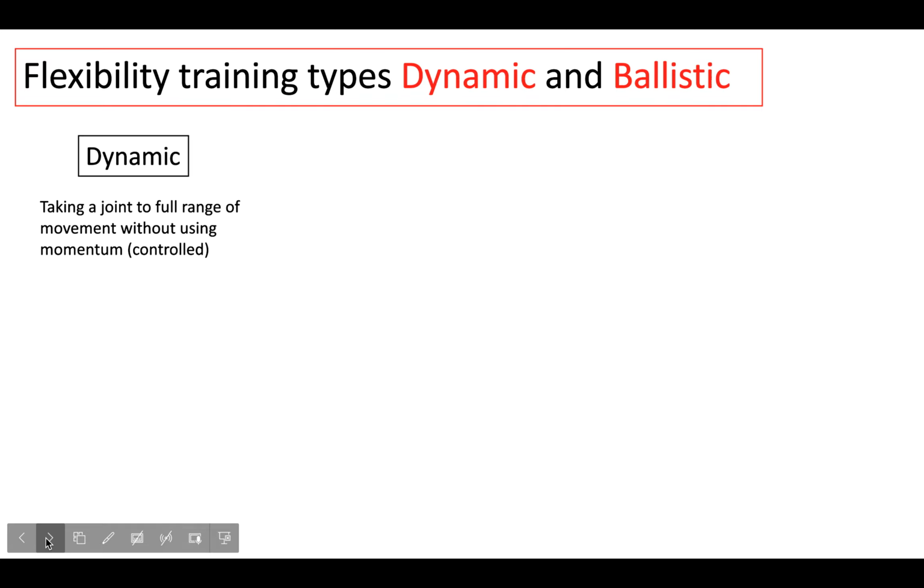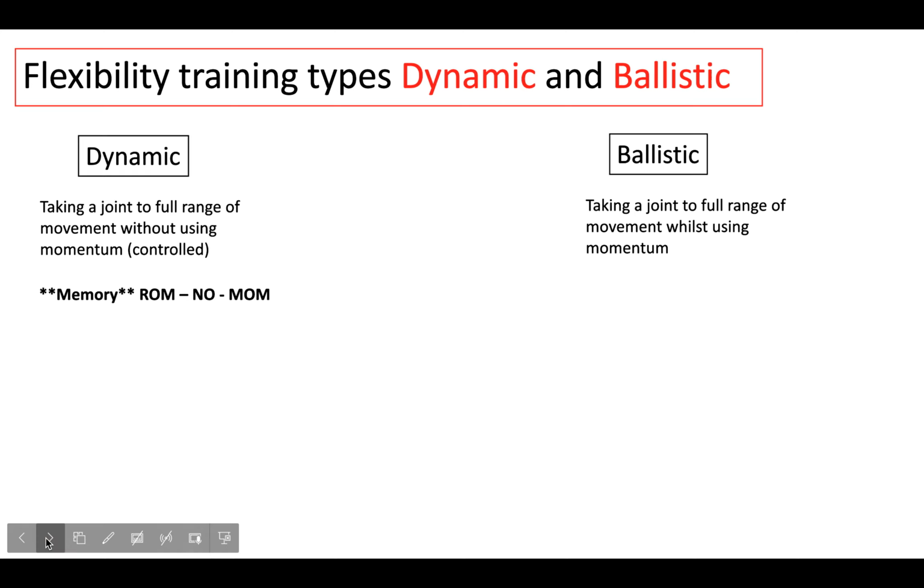So dynamic and ballistic we're going to do together because the frequency, intensity, time and type, the FITT principles, are the same. So dynamic, we have got taking a joint to full range of movement without using momentum. Okay, so this is controlled. Now, your memory method for this would be ROM, no MOM. Okay, range of movement, no momentum. Ballistic is taking a joint to full range of movement whilst using momentum. So the memory method would be range of movement, momentum, ROM, MOM.